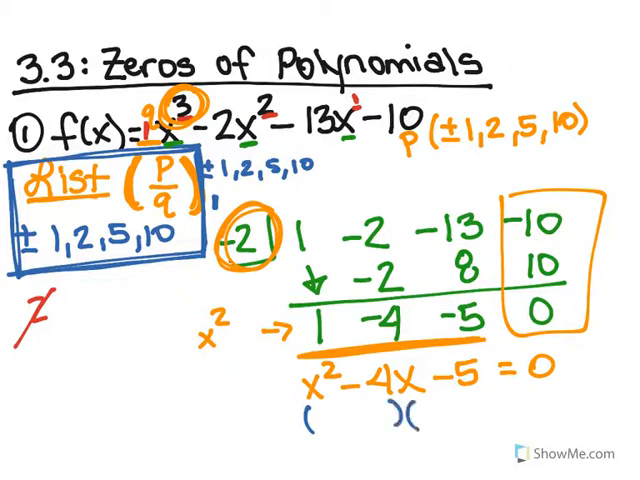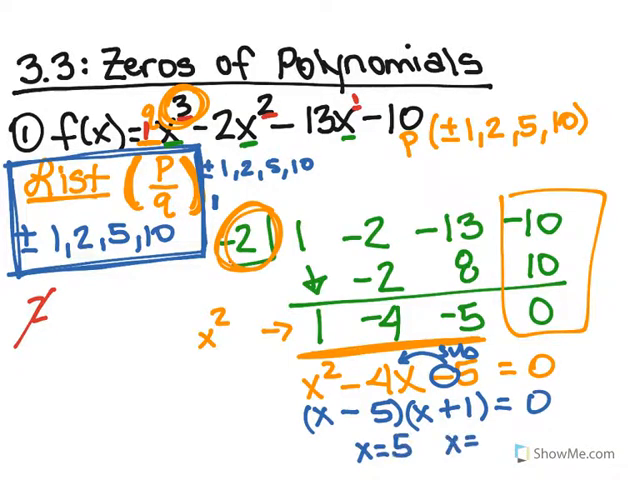Factor it. This is an easy factor. X and x, we are subtracting. To get my 4, only factor you got is 5 and 1. Make sure the 5 is negative. 1 is positive because you got a negative 4. So if you set each parenthesis to 0, you would get positive 5 and negative 1. So those are my other 2 answers.